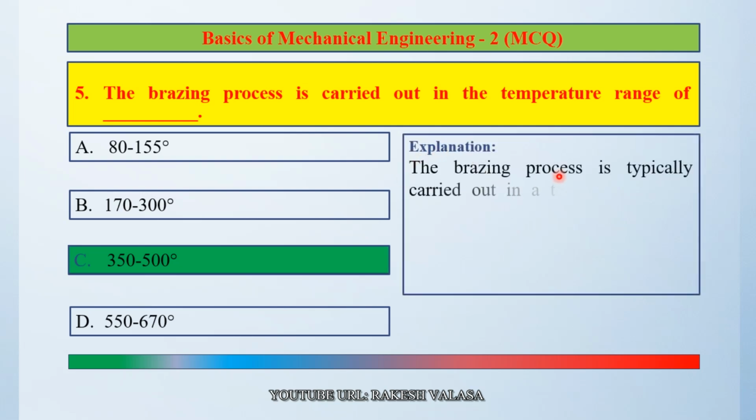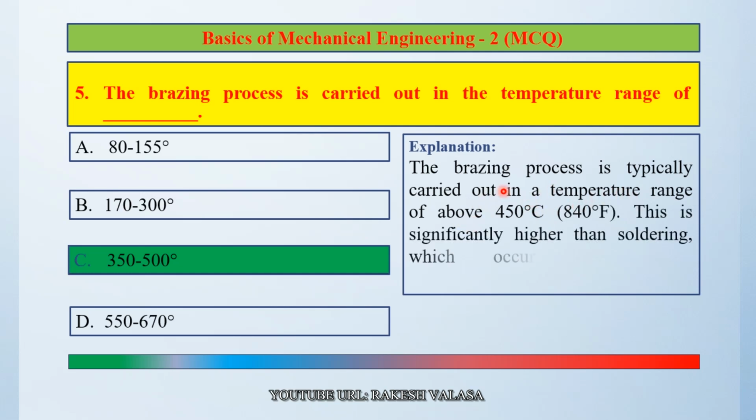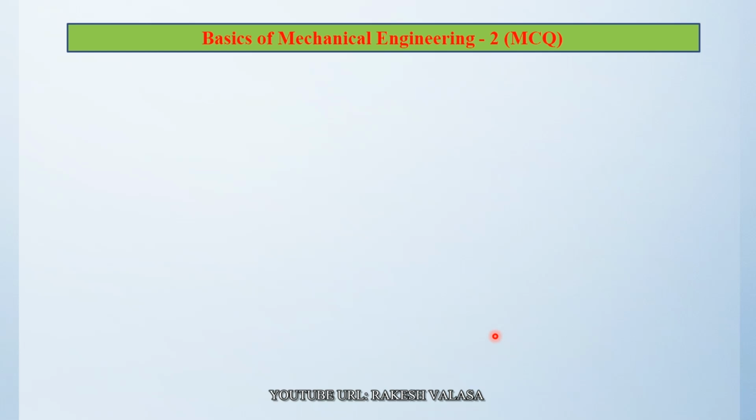The brazing process is typically carried out in a temperature range of above 450 degrees centigrade and 840 Fahrenheit. This is significantly higher than soldering, which occurs below this temperature. So the correct answer is option C, 350 to 500 degrees centigrade.